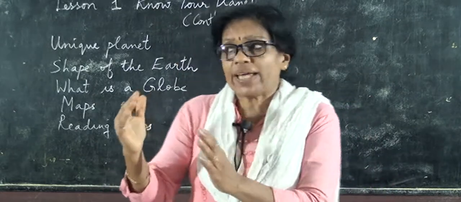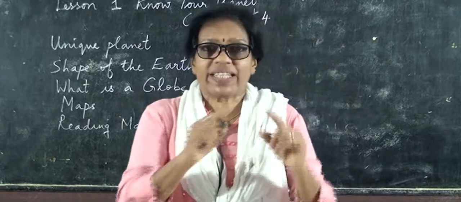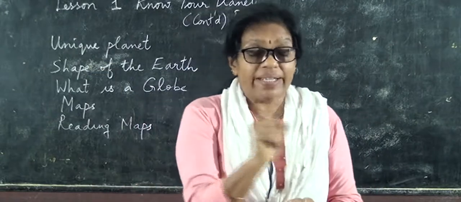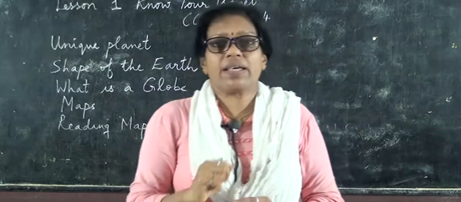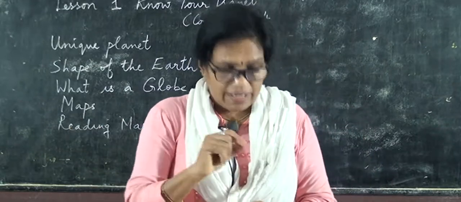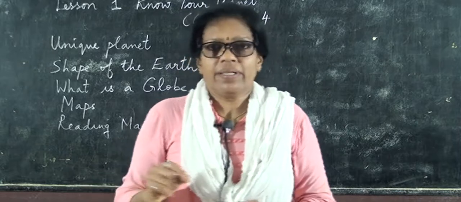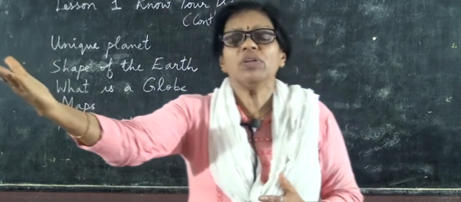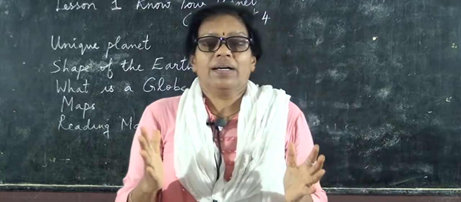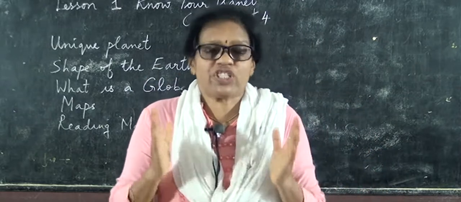Now, that's why they put a key on the map also. In that key, they will show brown color, mountain, then dark blue, deep sea, deep ocean, then light blue, shallow, then green color, plain. By looking at the key, we will be able to read the map. So these are the contents in this chapter.